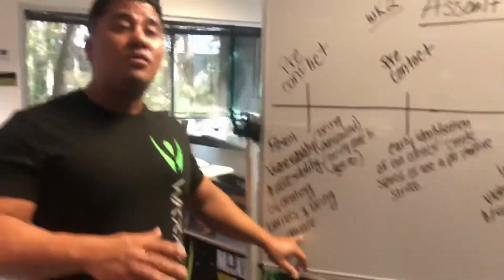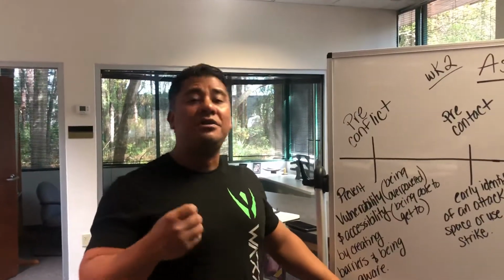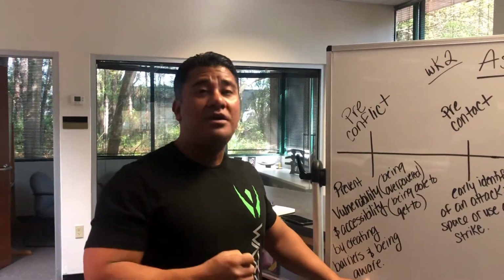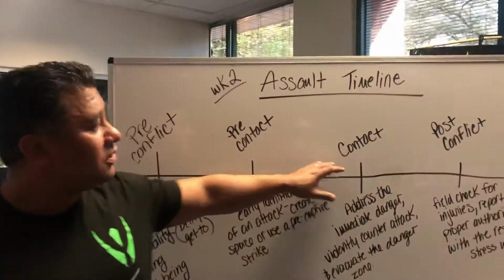Now when we talk about being aware, that's not being paranoid. The difference between being aware and being paranoid is irrational fear. So we're not afraid, we're just conscious of our environment and the people in it, and we're prepared to defend ourselves if necessary. From there, we're going to move on to the actual critical incident.